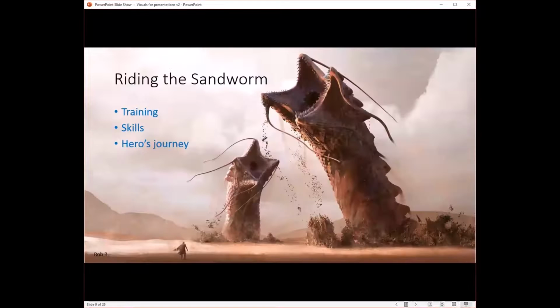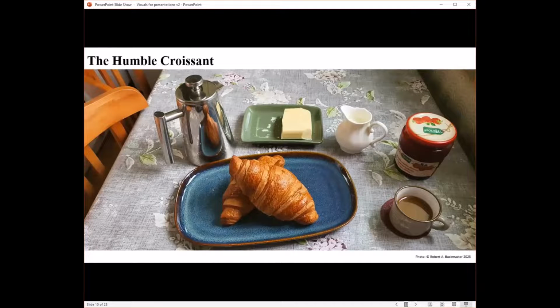Let's look at an example. Here, we've got a big, strong image. We've got a title, Riding the Sandworm, and then we've got the 3 points which we're going to talk about. This is enough for this slide, and the audience know what we're talking about. They have a picture of the sandworms, and they know we're going to talk about training, skills, and the hero's journey. So how the person will train to ride the sandworms, and how this will help the hero defeat his enemies. Or this might be enough. A title, the humble croissant, and an illustration. In some cases, a picture is all that's required. No text is required.